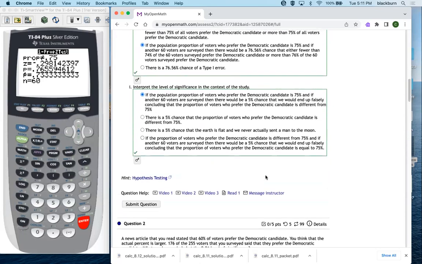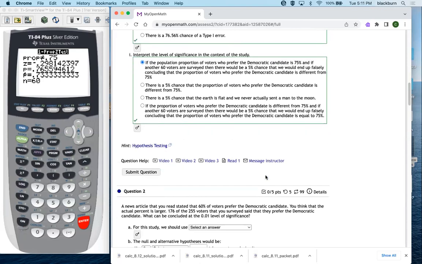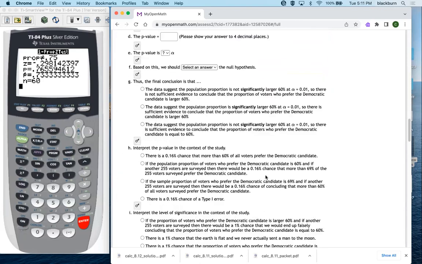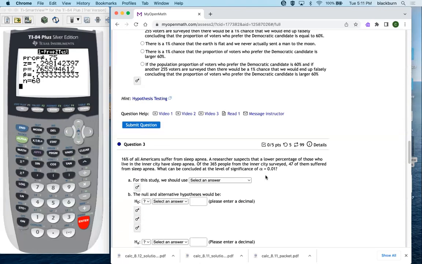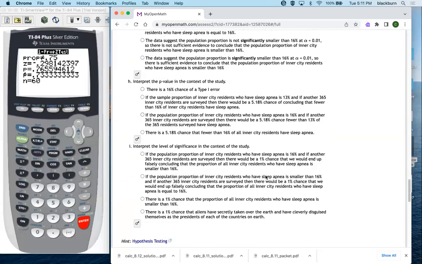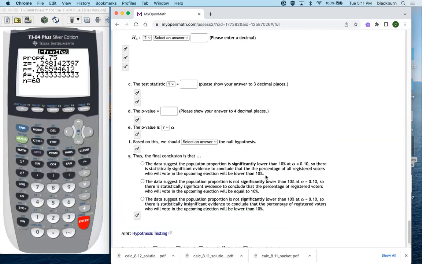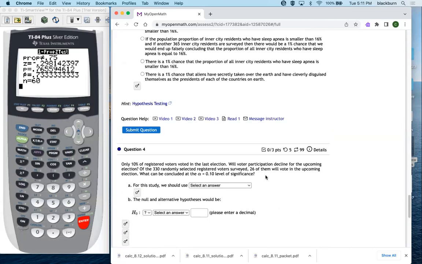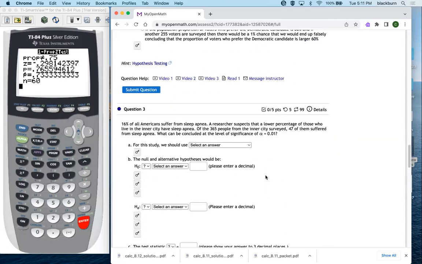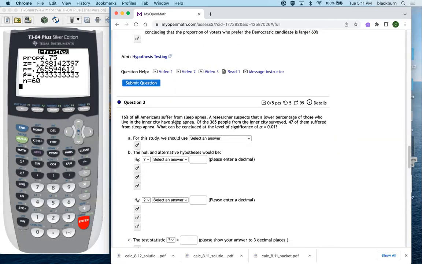All right, let's go and do number 3. So all 4 of these work the same. All 4 of them are basically the same problem, with number 4 a little shorter, but we'll do number 3. 16% of all Americans suffer from sleep apnea.